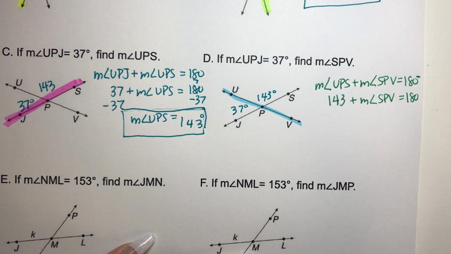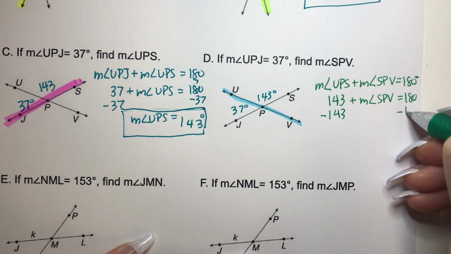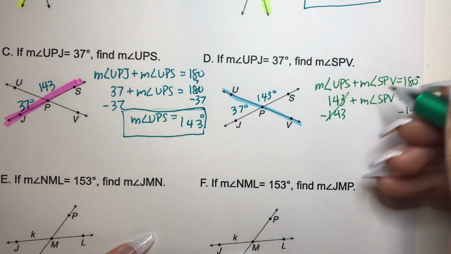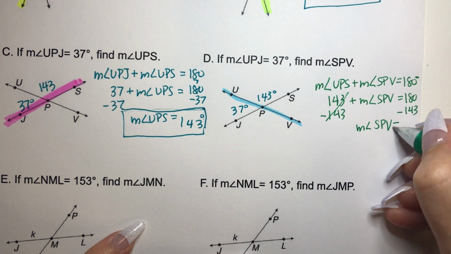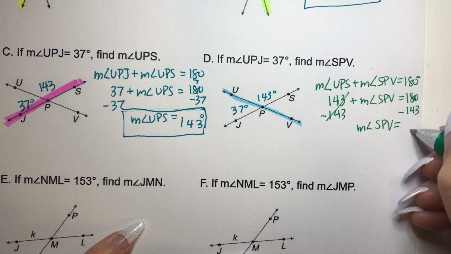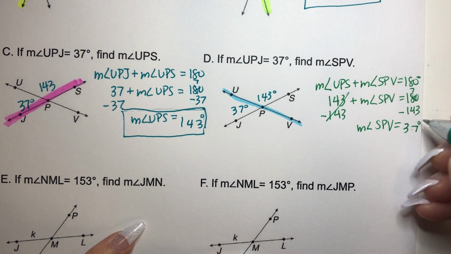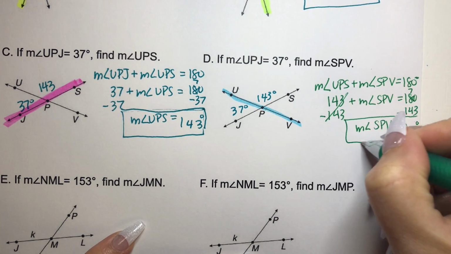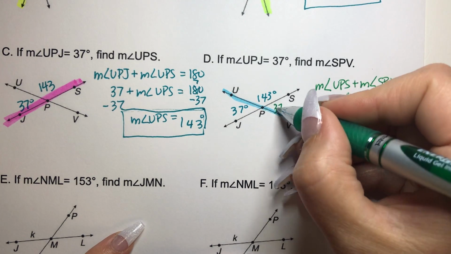And then just use our lovely algebra, inverse operations. We're going to subtract 143 from both sides. Those cancel. We have to borrow, that is 37 degrees. So the measure of SPV is equal to 37 degrees. And look at that, they're the same.